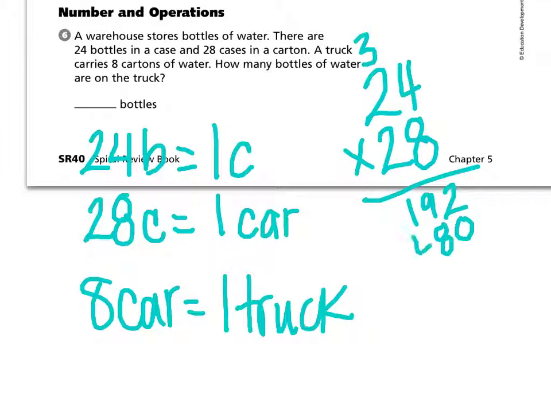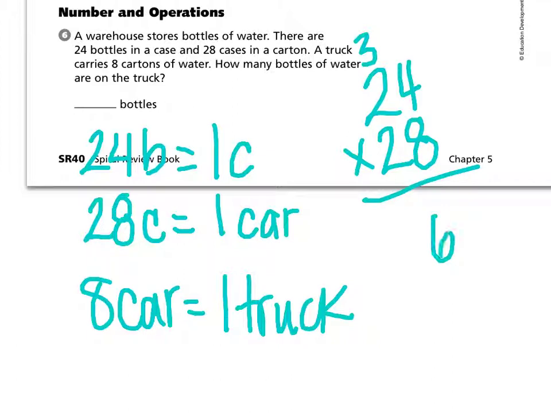2 times 2 is 4. Then I'm going to add those. 2 plus 0 is 2. 9 plus 8 is 17. Carry the 1. 1 plus 1 is 2 plus 4 is 6. So I have 672.